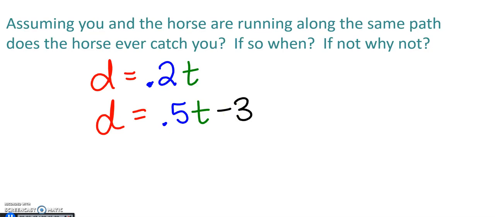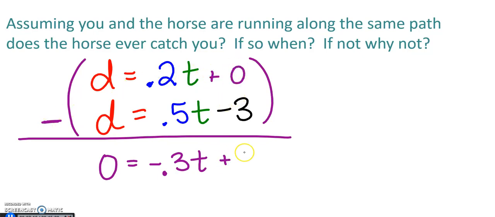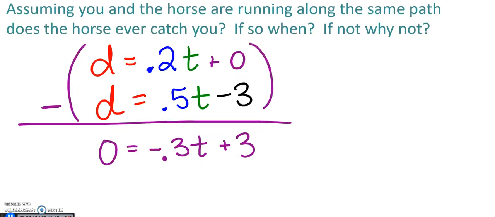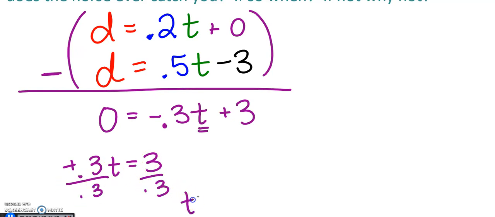So the first method is elimination. If I were to eliminate the variable d, I could subtract one equation from the other. So distance minus distance, that's going to result in a 0. 0.2 minus 0.5 is negative 0.3t. This is technically a 0, so 0 minus negative 3 makes a plus 3. Well, now I've eliminated the distance variable. I'm just looking to solve for t, so I can move this to the other side. Solve for t by dividing by 0.3, and I find out that t is equal to 10, which we were measuring in minutes.